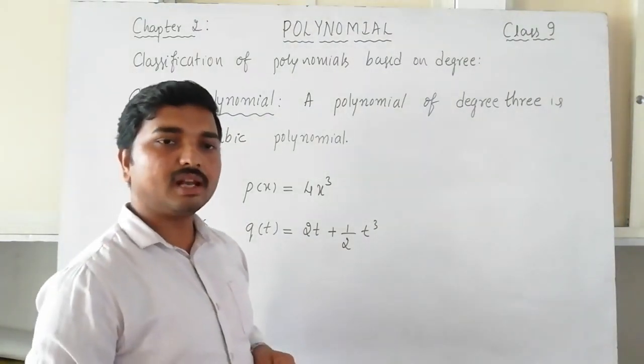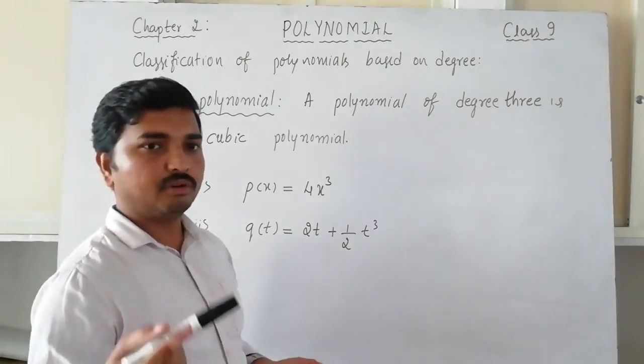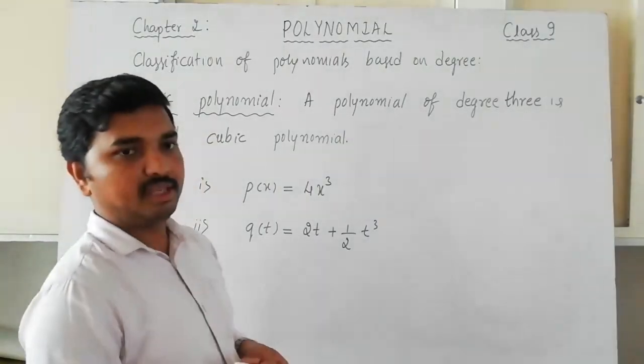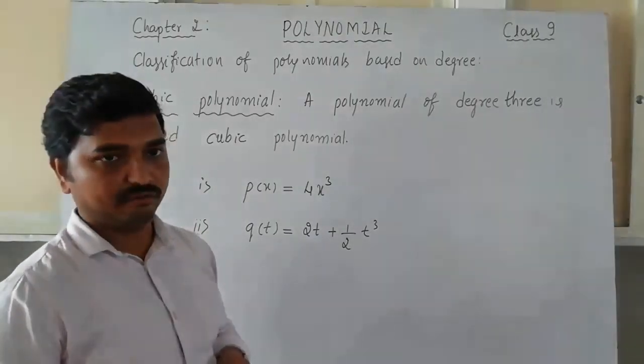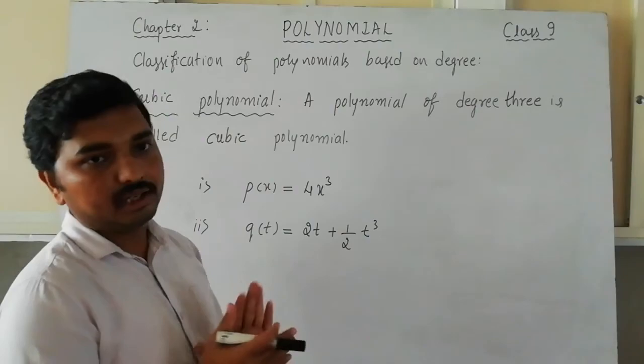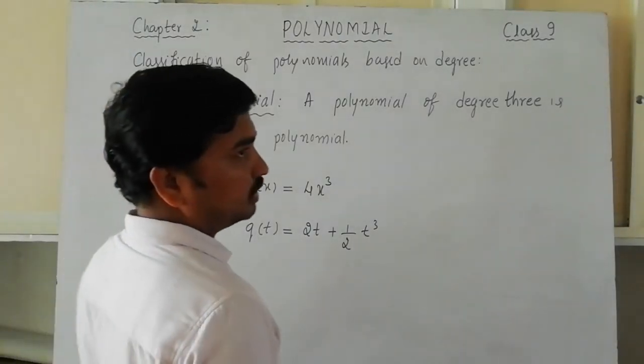In this way you can write down your own examples. You can write down 2 more examples for yourself. If you understand how to identify the degree, it will be enough for you. This is based on degree. So now I will move on to the classification based on number of variables.